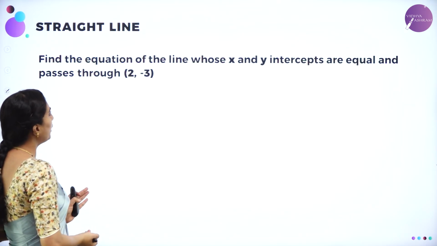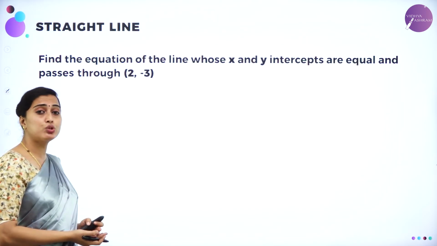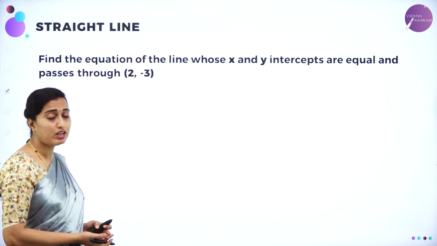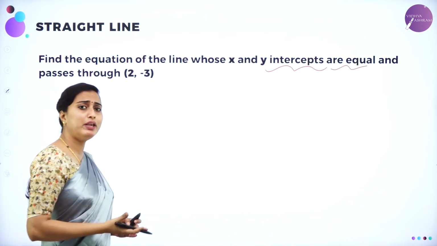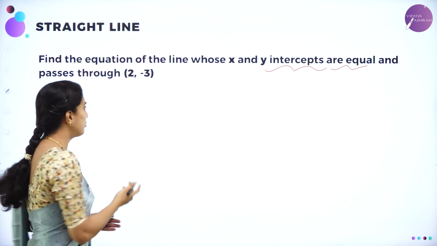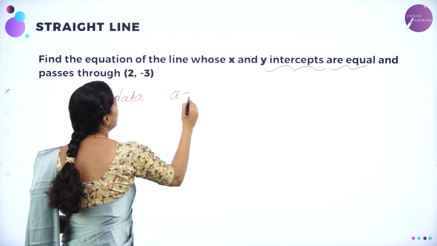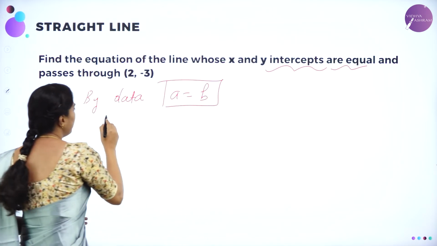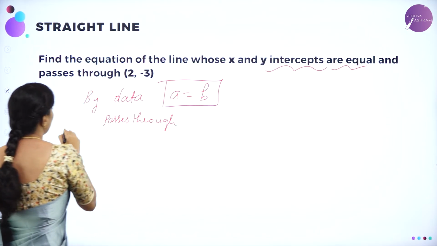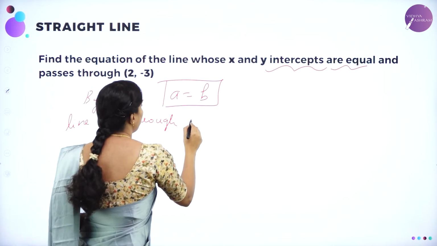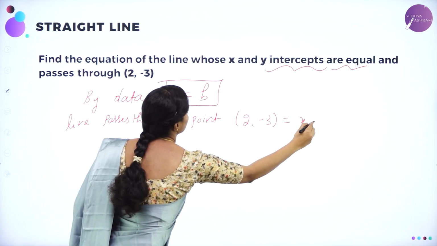What they have given: find the equation of the line whose x and y intercepts are equal and passes through (2, minus 3). They have given that x and y intercepts are equal. Equal means a is equal to b, where x intercept is a and y intercept is b. So by data, a is equal to b, or b is equal to a, and the line passes through the point (2, minus 3), which they have given as x, y.